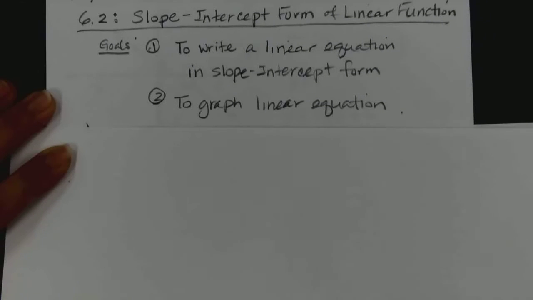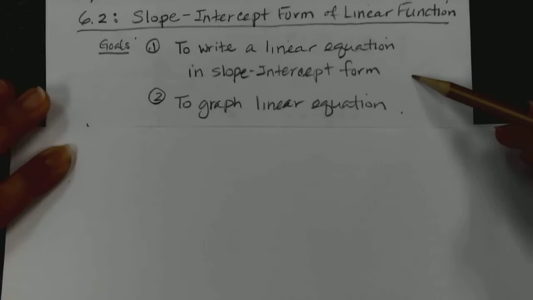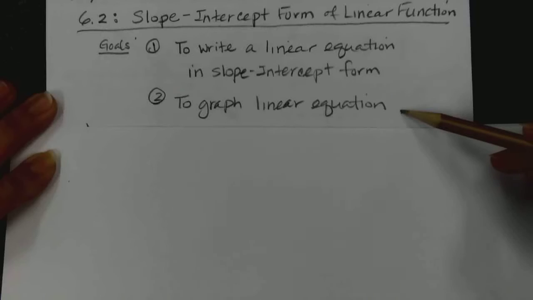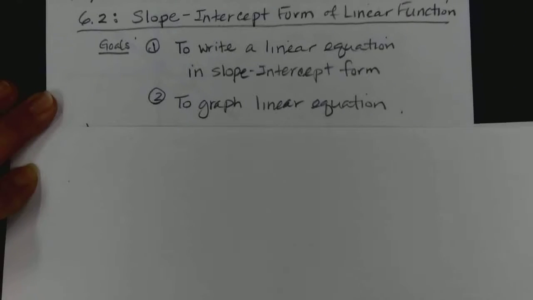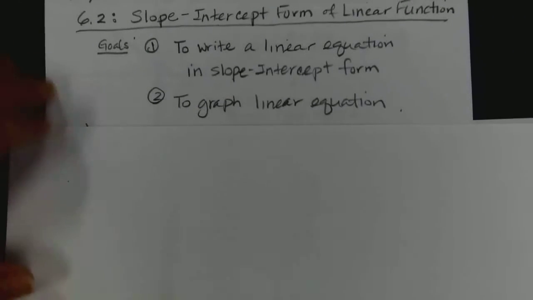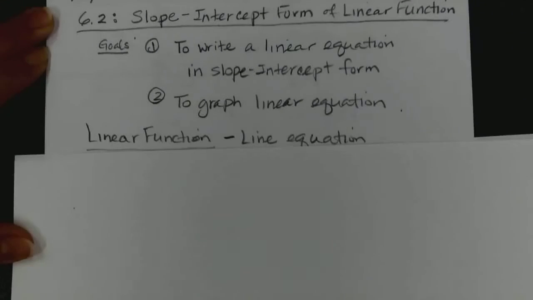In section 6.2, which is called the slope-intercept form of linear functions, we are going to write linear equations in slope-intercept form, and we are also going to use that equation to graph the line. So first of all, I'm going to talk about what a linear function is.